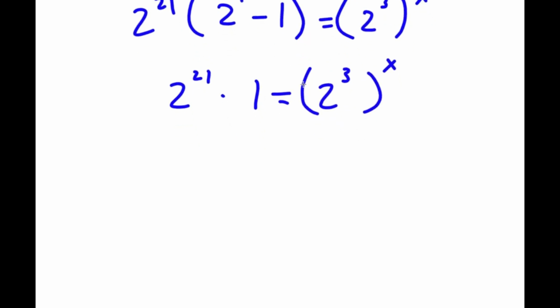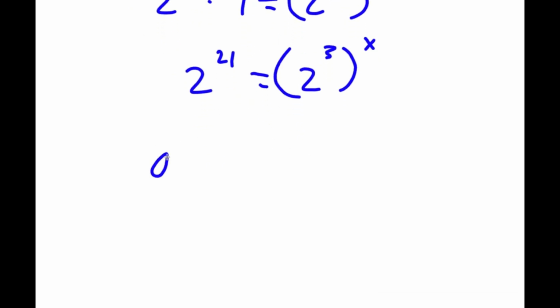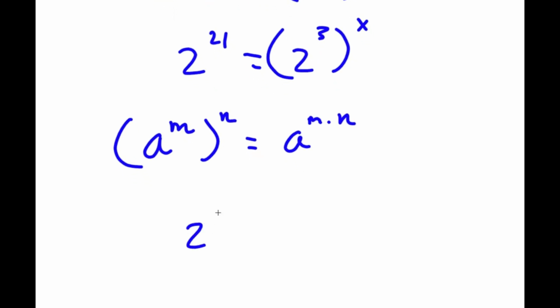Now anything times 1 is simply itself, so 2 to the power of 21 times 1 is simply 2 to the power of 21. So I have 2 to the power of 21 is equal to 2 to the power of 3 to the power of x. Now, if I have something in the form a to the power of m to the power of n, this is equal to a to the power of m times n. So 2 to the power of 3 to the power of x, that's going to equal 2 to the power of 3 times x. So I have 2 to the power of 21 is equal to 2 to the power of 3x.